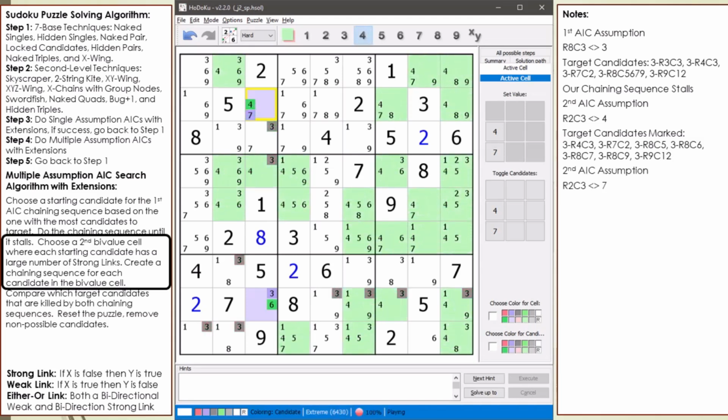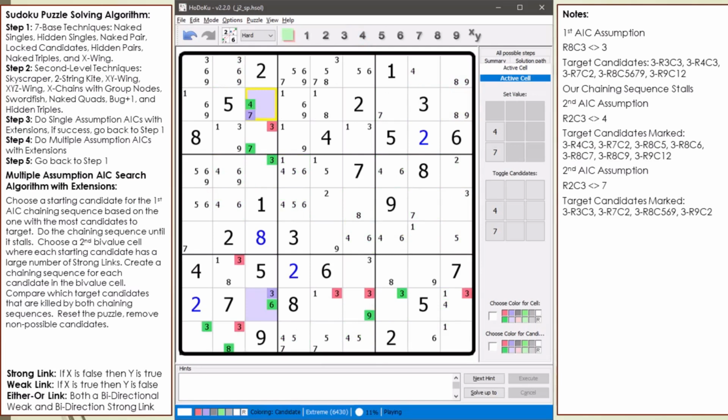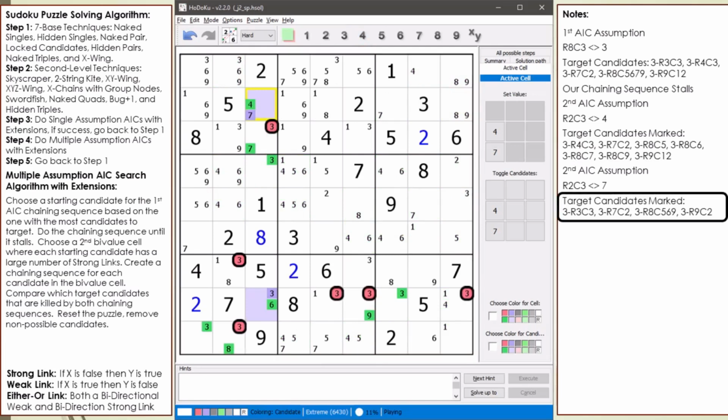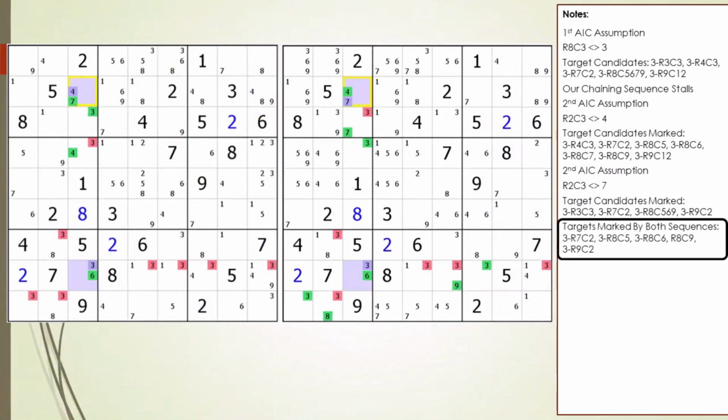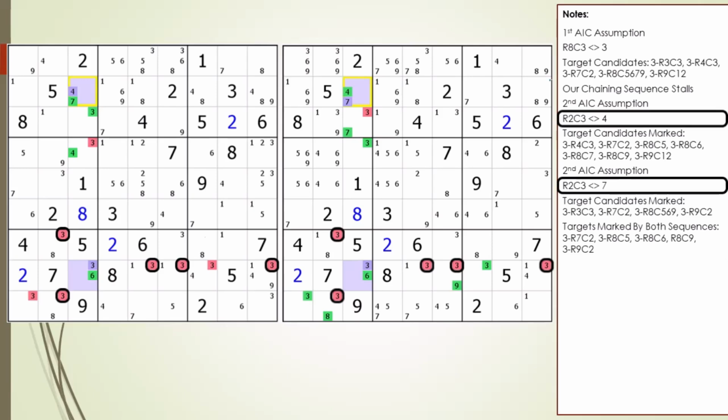Next, based on the algorithm, I've reset the puzzle and we do a second chaining sequence with the second assumption by assuming cell 2,3 is not equal to 7. Here is the resulting chaining sequence. We record the target candidates marked in red in our notes. Next, we compare the results. We note which target candidates were marked in red by both chaining sequences.